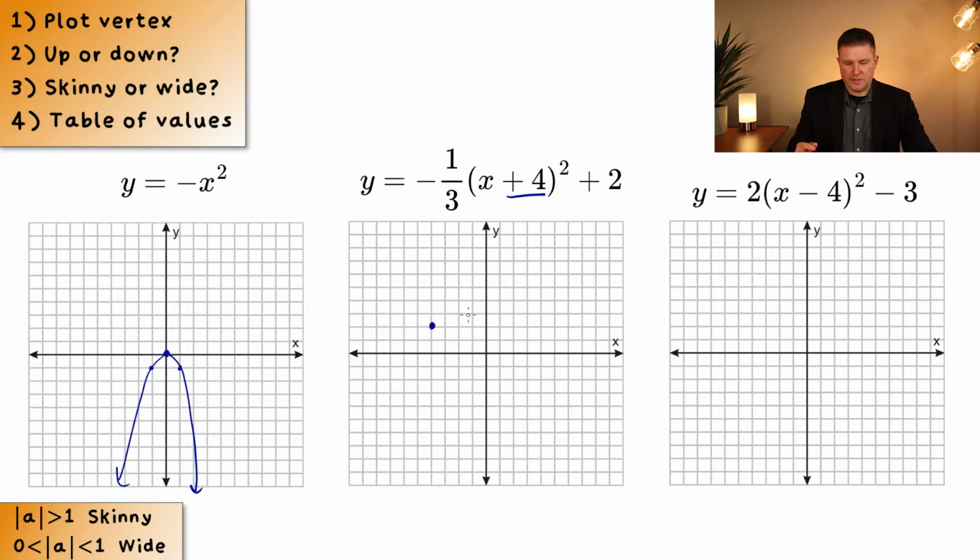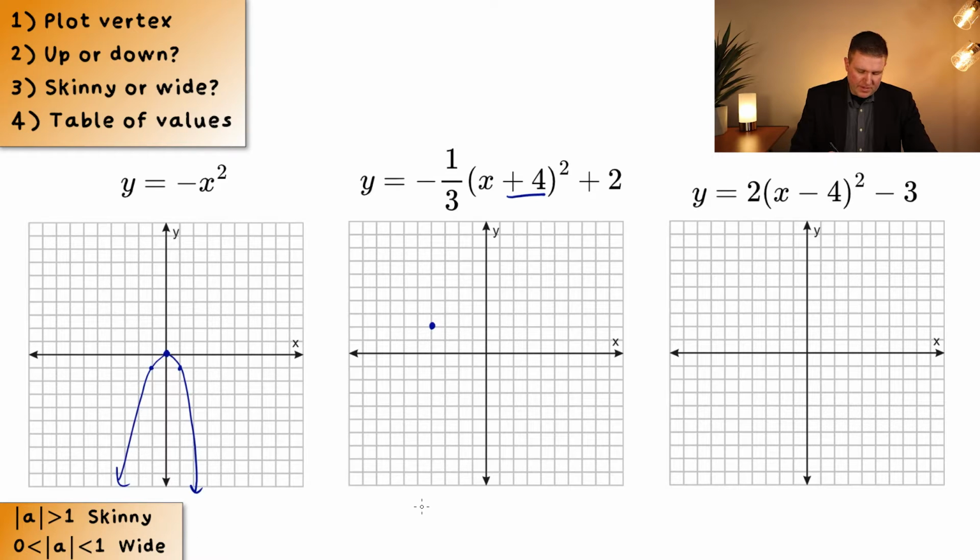Now, second step is to just ask yourself, is it right side up or is it upside down? So because of this negative A value, it is going to be upside down. And then is it skinnier or wider than usual, or is it of normal width? And you just have to look at the A value for that. It is a fraction, it's 1/3.